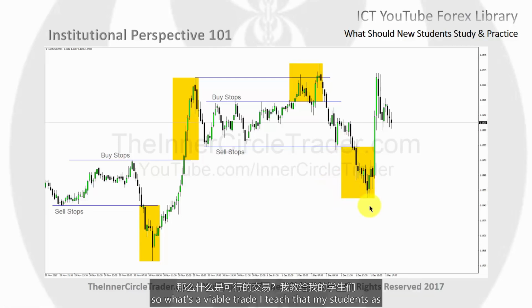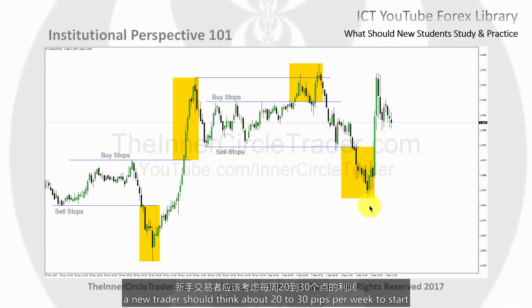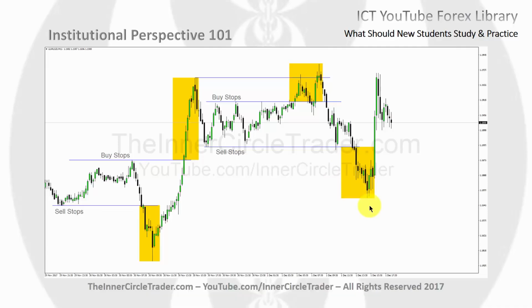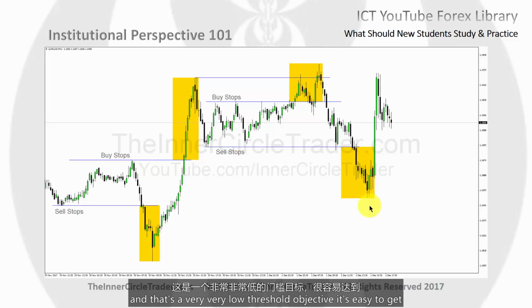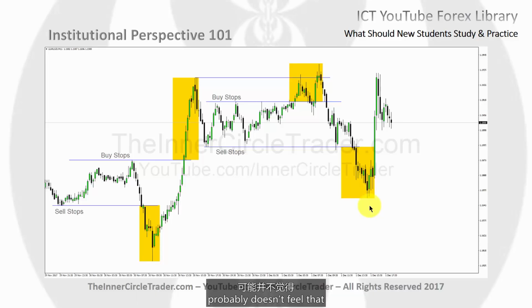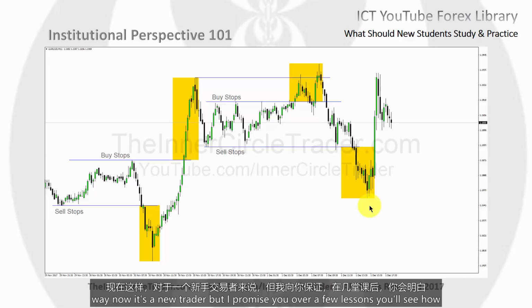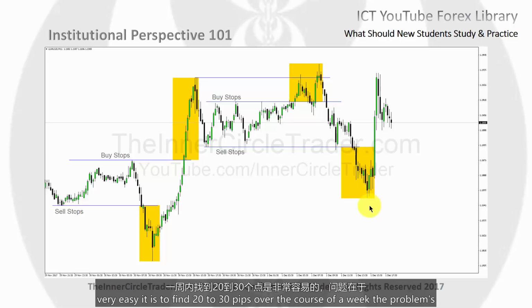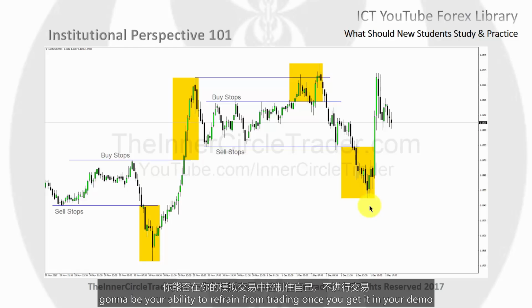I teach my students, as a new trader, to think about 20 to 30 pips per week to start. And that's a very, very low threshold objective. It's easy to get. Probably doesn't feel that way now as a new trader, but I promise you, over a few lessons, you'll see how very easy it is to find 20 to 30 pips over the course of a week. The problem's going to be your ability to refrain from trading once you get it.